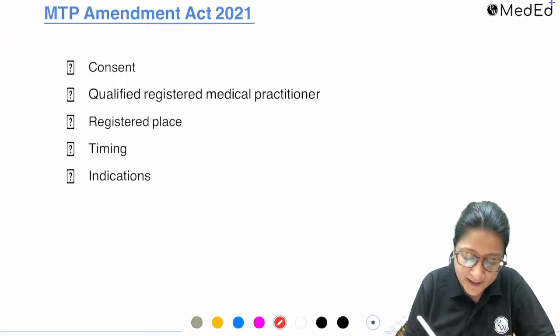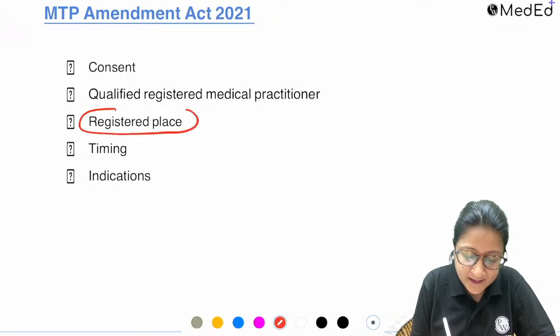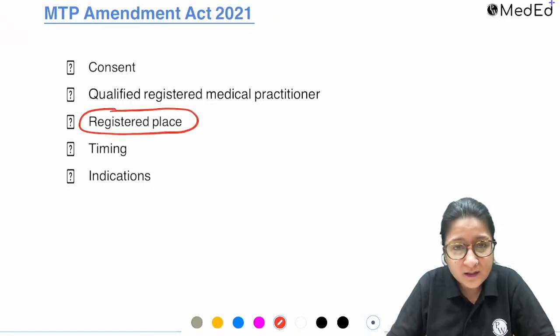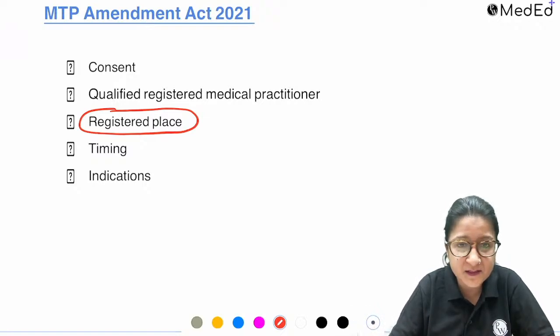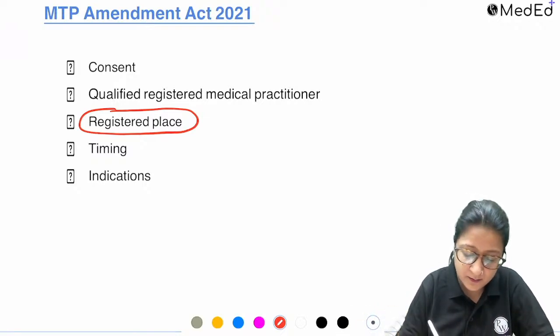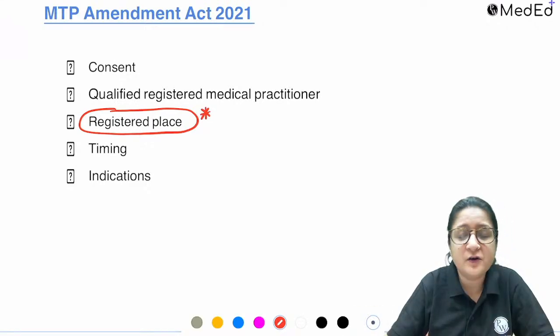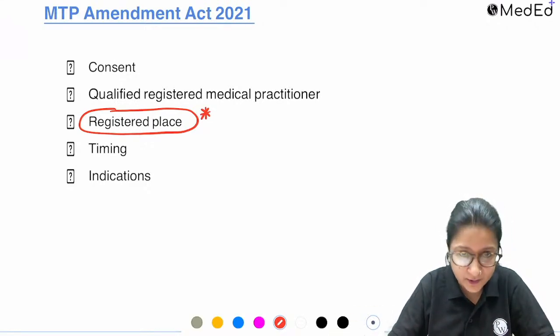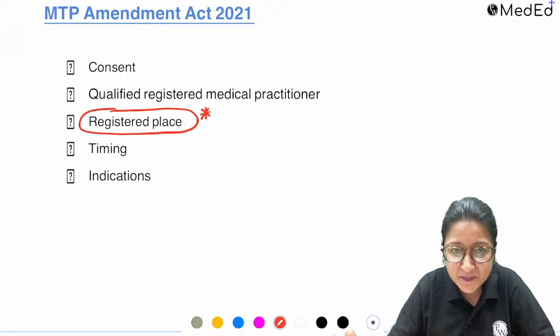As far as the registered place is concerned, all the government hospitals, the district level hospitals and medical colleges are registered. But if there is a private nursing home or a private hospital that wants to provide MTP services, then that place has to get registered from the government of India, from the district level authority. That is what registered place means.